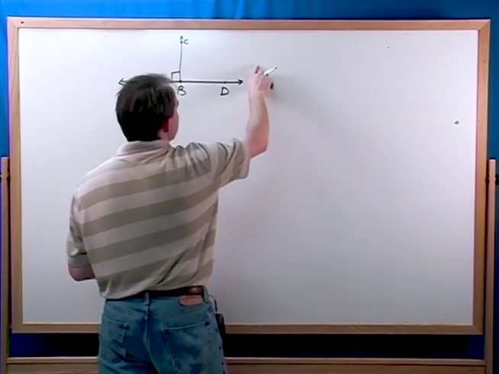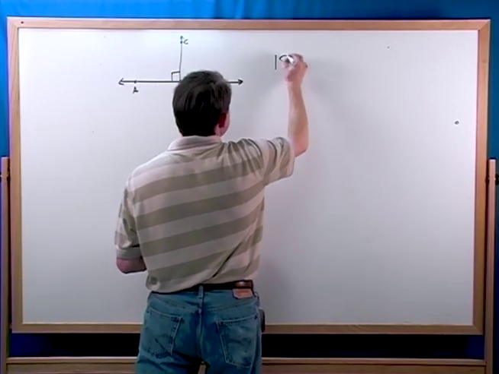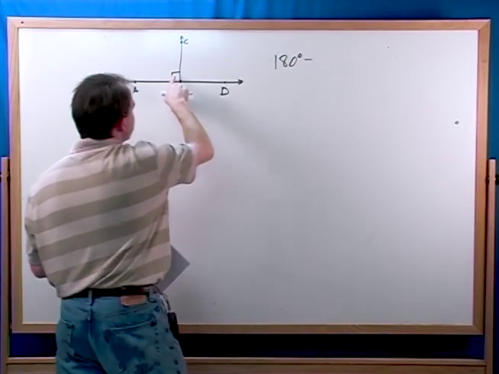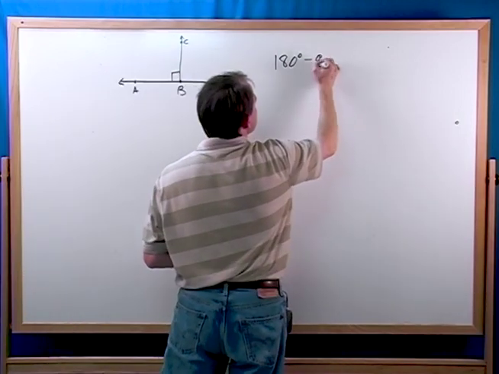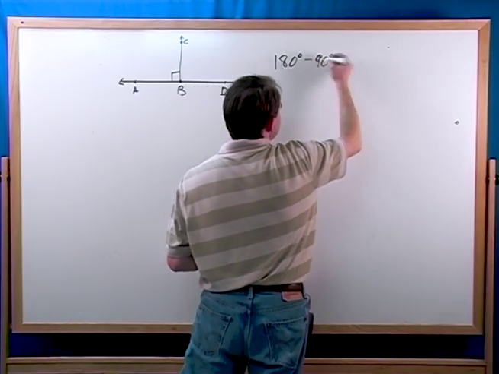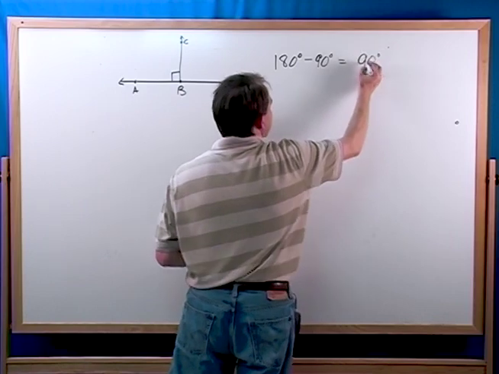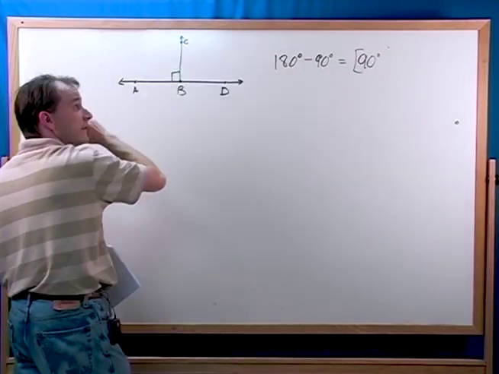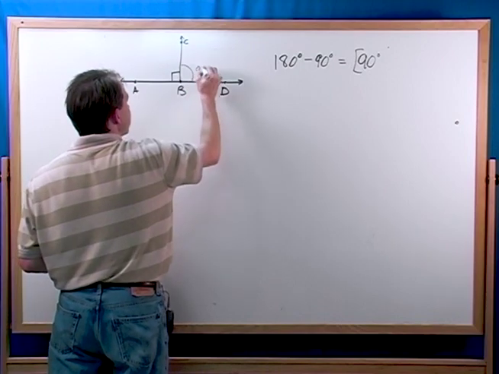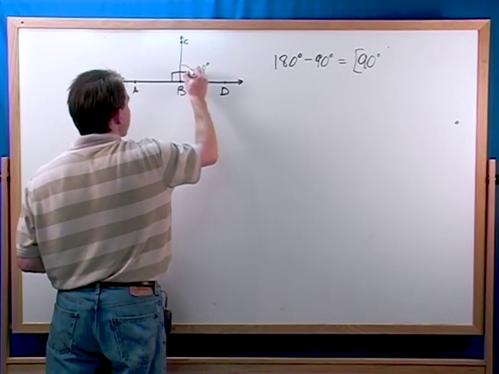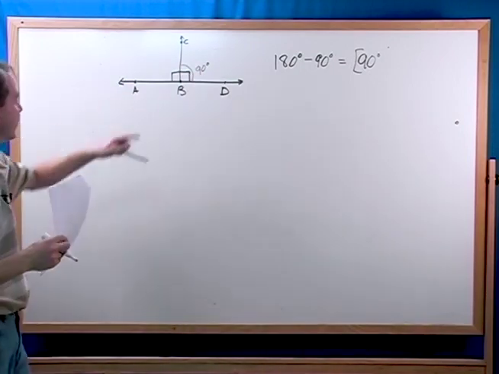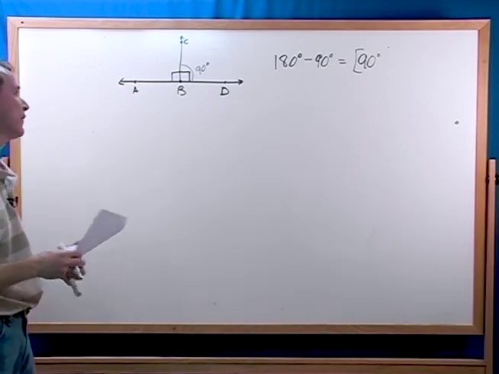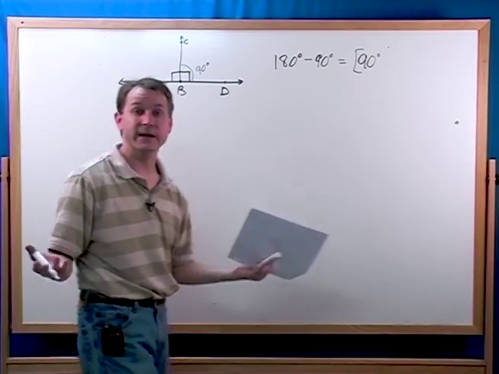Well, they have to add to 180 degrees. So if you take 180 degrees minus this 90 degrees right here, you're going to get, when you do this, 90 degrees. So the answer is 90 degrees. 90 degrees is the supplement to 90 degrees. So this is 90 degrees as well, which you can also write as another right angle. So the supplement of 90 degrees is also 90 degrees. And that's just because they add up to 180.